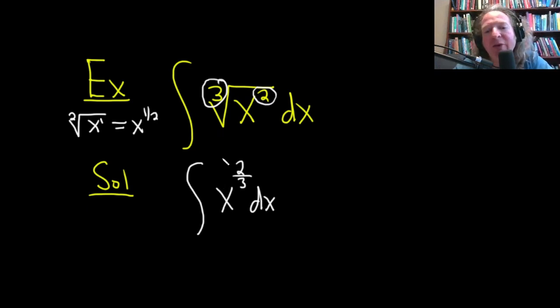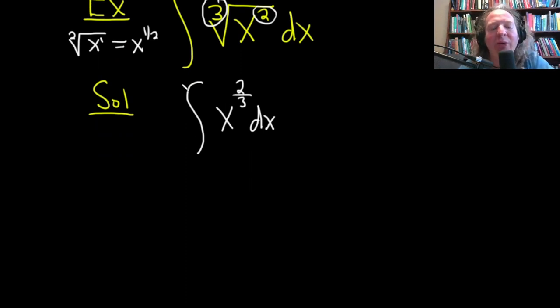Okay, now that we have it written as x to a power, we can integrate using the power rule. So at this point, we'll drop the integral sign, we'll drop the dx, and then it's x. And then to figure out what goes here, you basically take this number and you add 1.